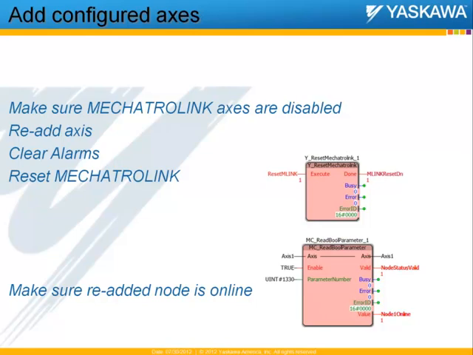function block. The Y reset Mechatrolink also does a soft reboot on all the drives present at that time to which the controller can communicate. Once that is done, we can validate whether the newly added axis is online, and that can be monitored using the parameter 1330 we mentioned earlier, using the MC read bool parameter function block.